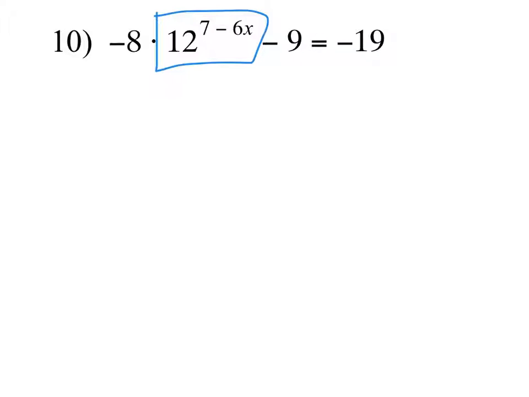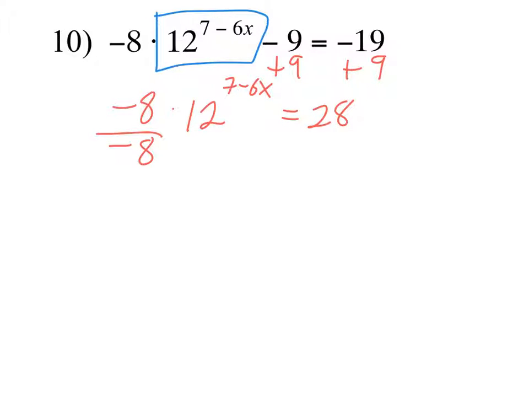On the other side, we got to get my exponential stuff by itself, and then we're going to convert to a log. So we're going to start by adding 9 to both sides. And I get negative 8 times 12 to the 7 minus 6x is equal to 28. Divide both sides by negative 8. And we get 12 to the 7 minus 6x is equal to, and this is totally not 28, this would have been negative 10.